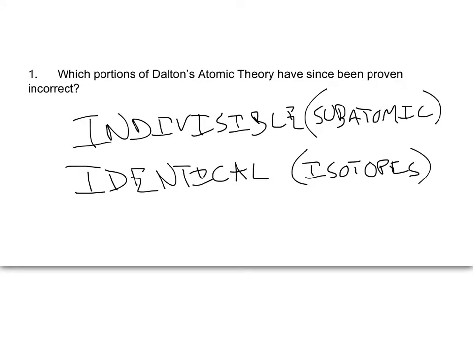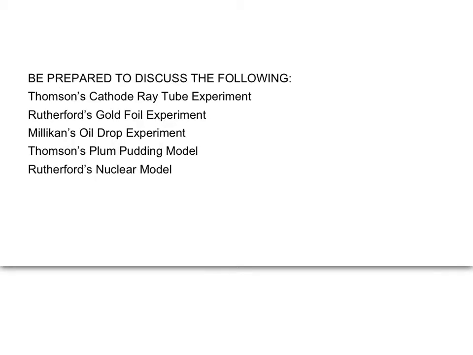indivisible. The other things he said were that they combine in different ratios to form compounds, and that chemical reactions are just rearranging atoms. That's all true, but it was just these 2 points about atoms being indivisible and all atoms of the same element being identical that were later proven to be false. Okay, again, I mentioned this earlier. You need to know all of these things.